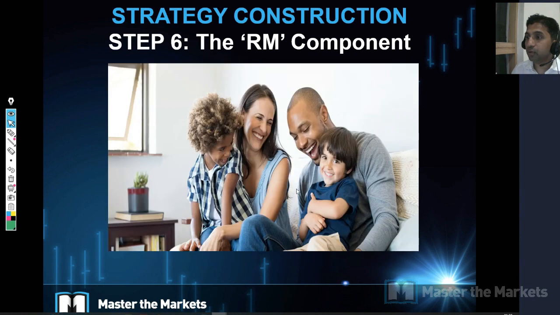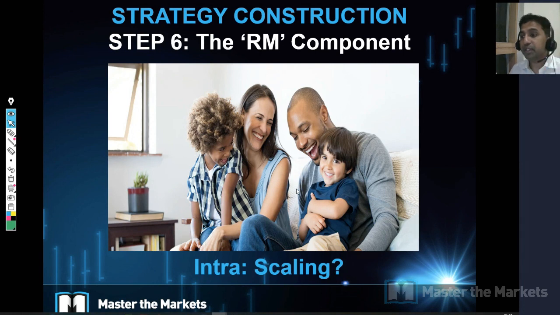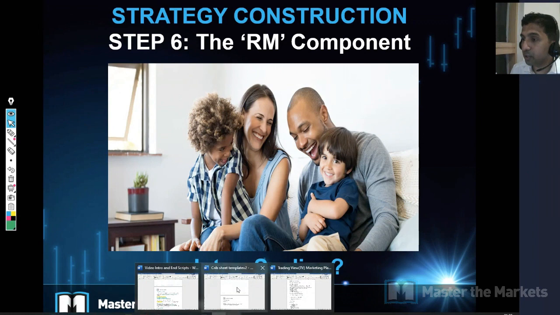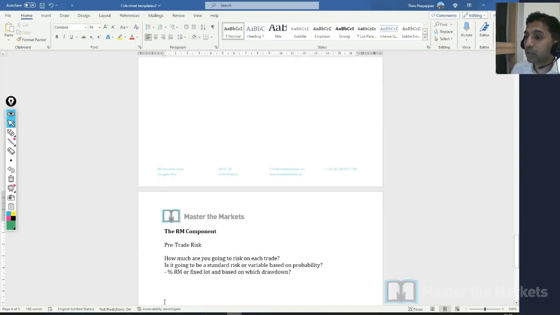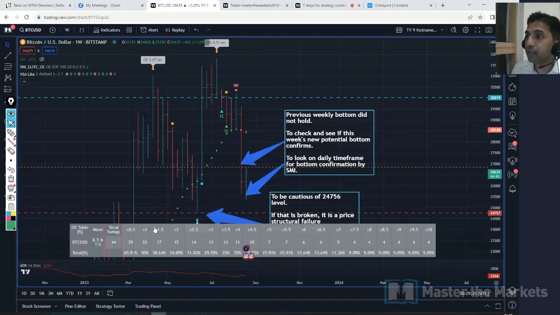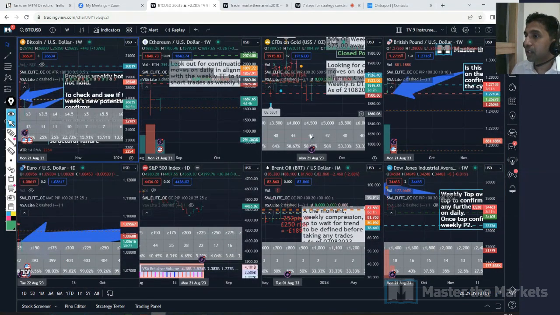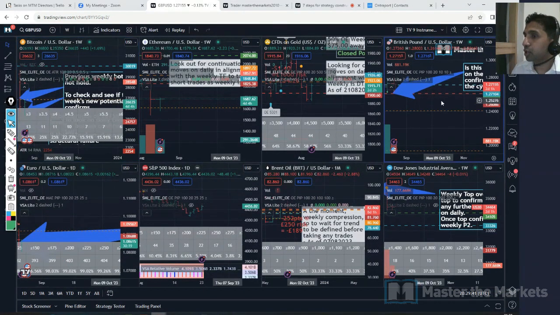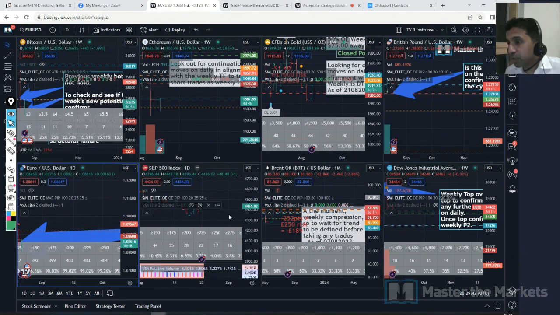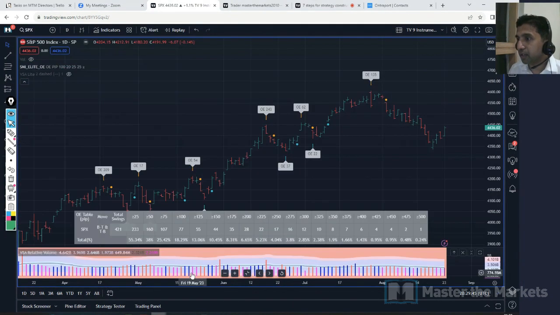Now we carry on to the next one, which is the intra-trade risk management. What do I mean by this? That means while you are in the trade. So let's say, for example, if I take maybe GBP USD or the S&P, let me take the S&P for example.